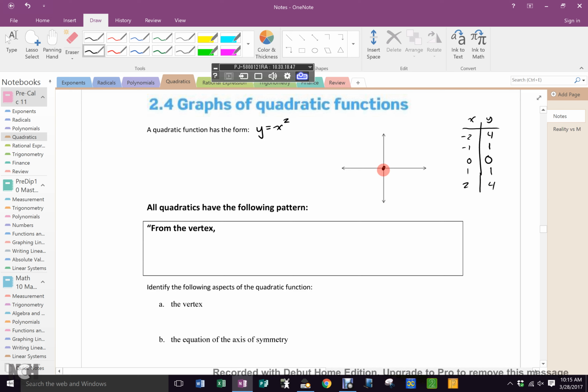We got a point at 0, 0. We got a point at 1, 1, -1, 1, 2, 4, -2, 4. And it gets us this fancy schmancy curve that we've seen a lot that is called a parabola.